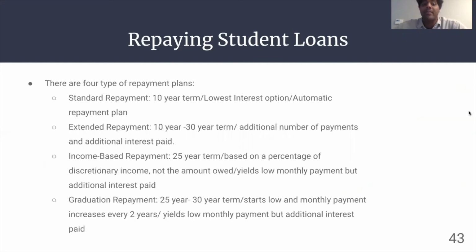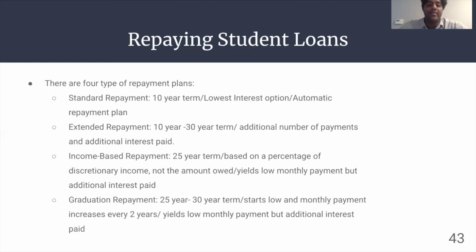Now let's talk about the repayment plans for paying off your student loans. There are four main ones: standard repayment, extended repayment, income-based repayment, and graduated repayment. Essentially, the difference between all of these is their term length, how high or low the interest is, and the sort of repayment plan they have.